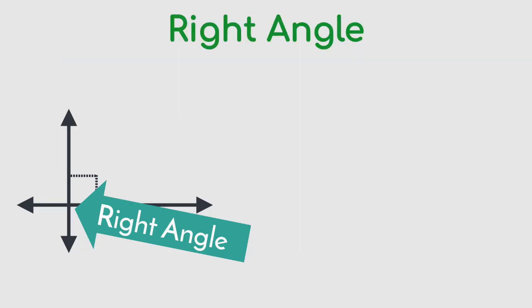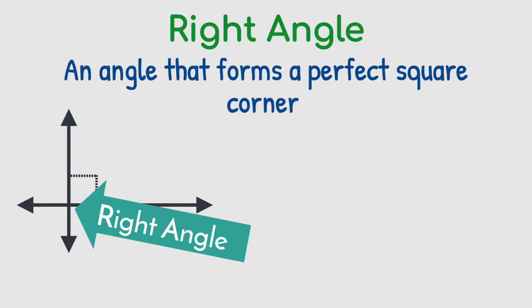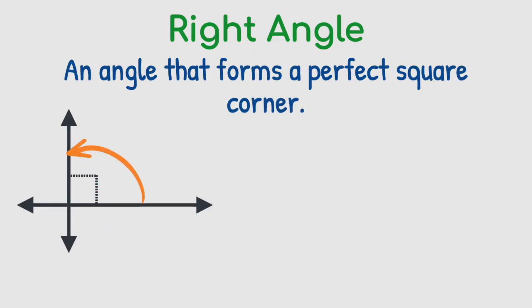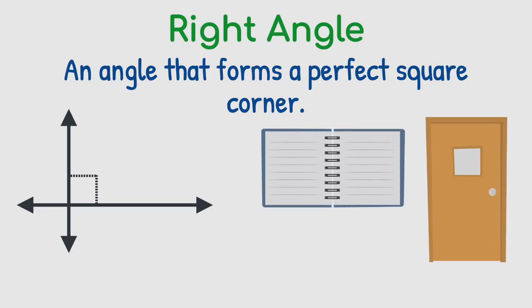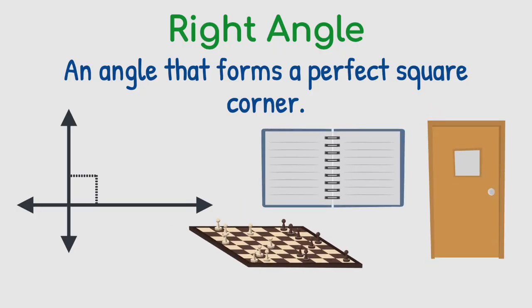Right angle. An angle that forms a perfect square corner. It measures exactly 90 degrees. You can spot a right angle by looking for a little square drawn in the corner where two perpendicular lines meet. The corners of a notebook, a classroom door, and a chessboard are all examples of right angles.